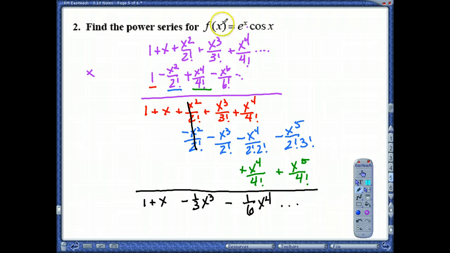Okay? So all we did to form this is a product of 2 of those basic power series. And we can get an idea of what our pattern's going to be. And a lot of times they'll just ask you to write out the first couple terms of that power series.